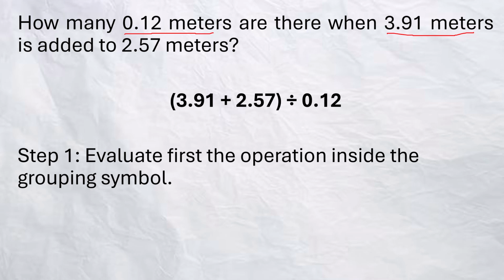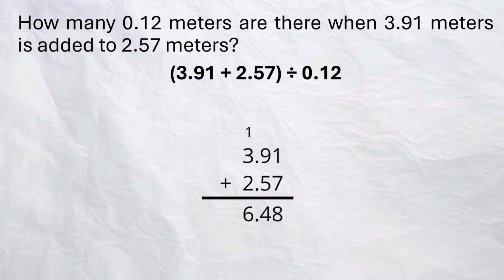First things first, we have to write the problem as a number sentence. So here is our number sentence. The grouping of 3.91 plus 2.57, divided by 0.12. For step 1, we have to evaluate first the operation inside our grouping symbol. That is addition. So we add 1 plus 7, that is 8. 9 plus 5, that is 14, regroup 1. 1 plus 3 plus 2, that is 6. So we now have 6.48.